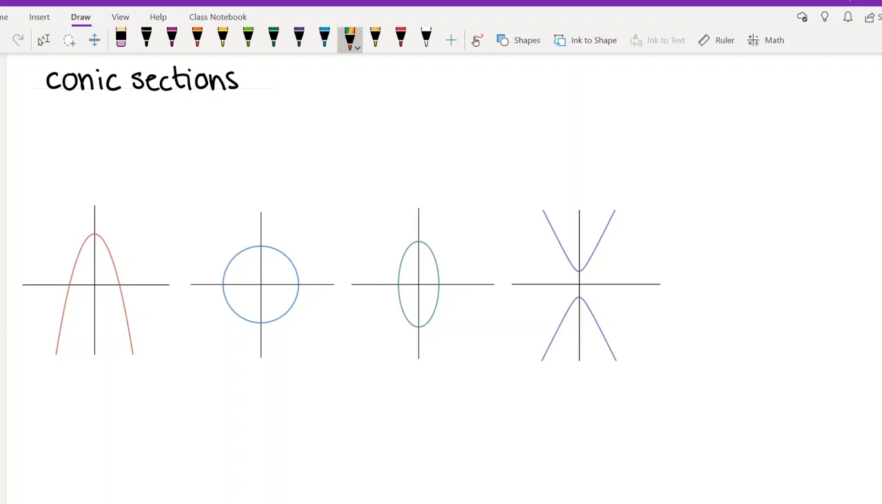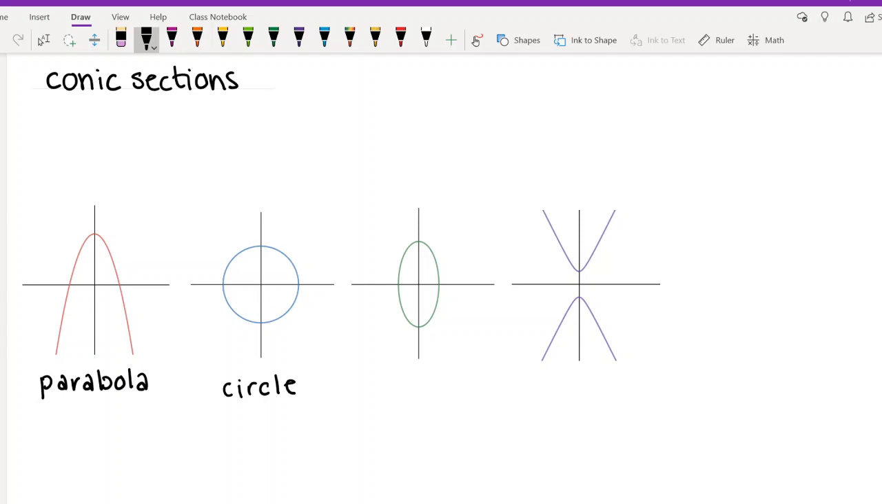So you might recognize at least a couple of them as types of graphs that you've learned how to graph in the past. So the first one here in red is what's called a parabola. So that one hopefully you have some familiarity with. Next picture here is a circle. So those are the 2 that you probably are already familiar with.